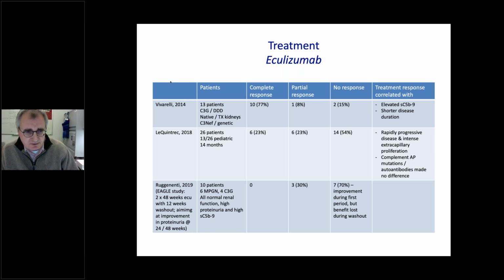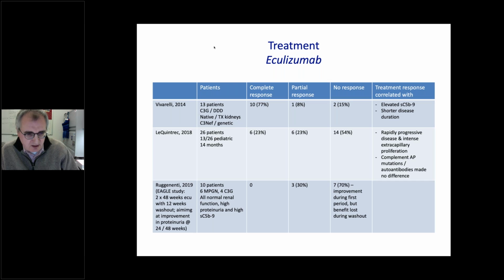A French cohort of 26 patients, half of them children, responded only in about a third: 6 of them had a complete and 6 a partial response. And in those patients, the underlying complement defect really didn't make a difference in the outcome.